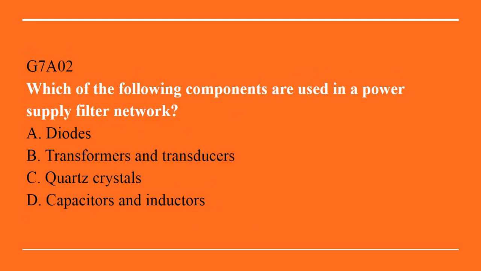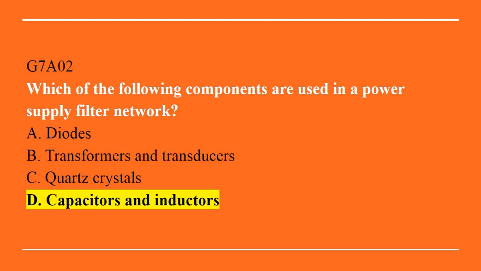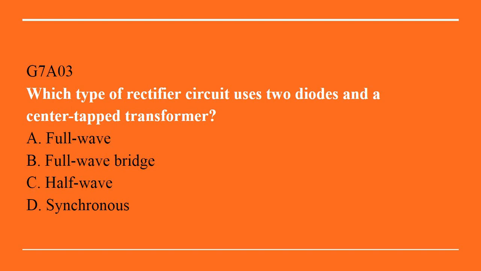G7A02, which of the following components are used in a power supply filter network? A, diodes, B, transformers and transducers, C, quartz crystals, or D, capacitors and inductors? Answer is D, capacitors and inductors. G7A03, which type of rectifier circuit uses two diodes and a center tapped transformer? A, full wave, B, full wave bridge, C, half wave, or D, synchronous? Answer is A, full wave.